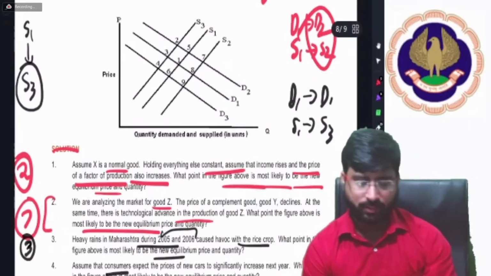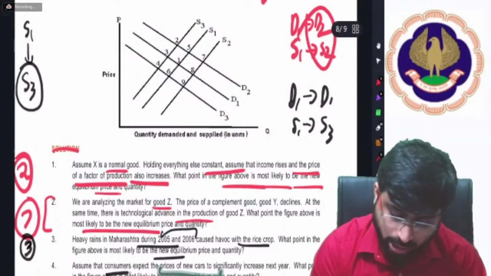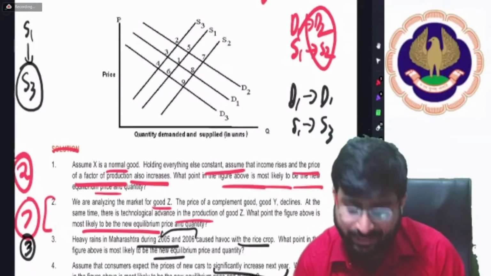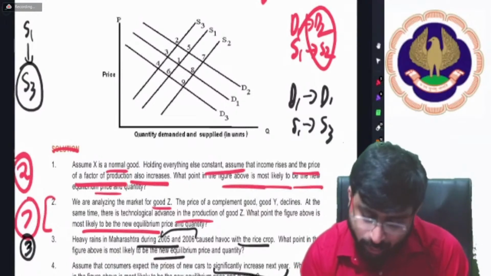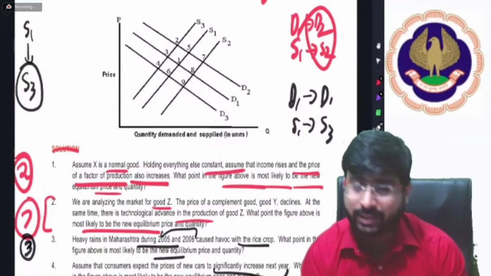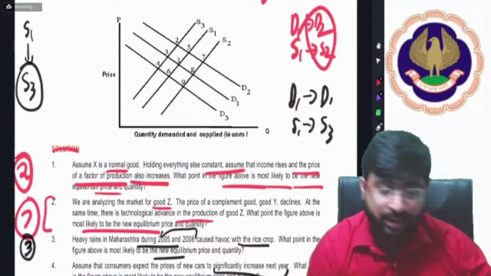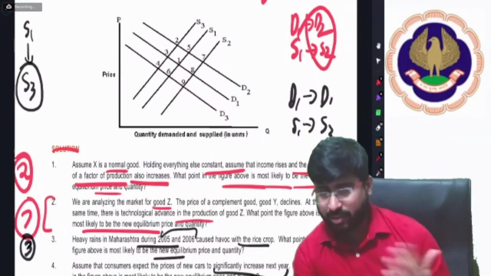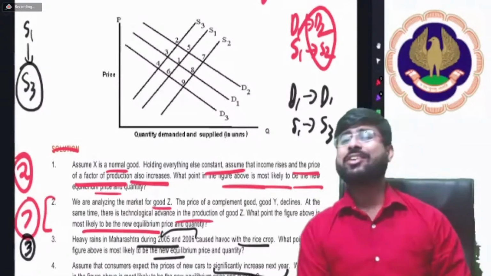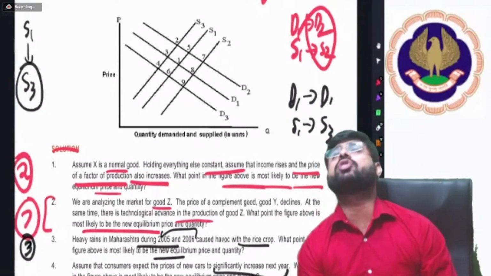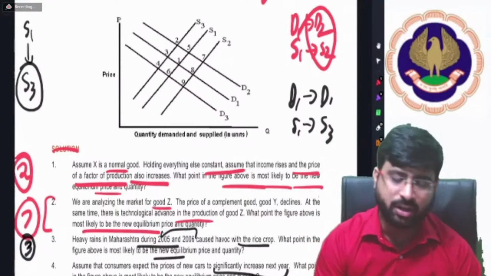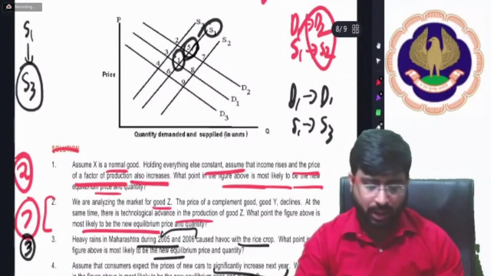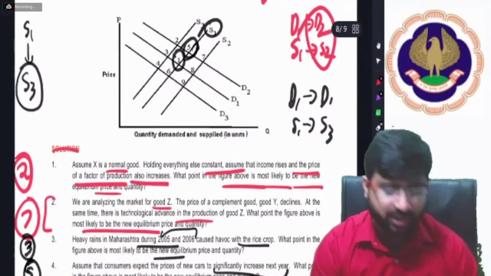Assume that consumers expect the prices of new cars to significantly increase next year. So consumers are expecting a rise in prices. What point would most likely be affected? Now see, if the consumers are expecting the price of new cars to rise, what will they do? They will start purchasing more today. We studied that if in future you expect price to rise, current quantity demanded will rise. So from 1 you will shift to 5 because supply curve S1 is going to be the same. And so the answer to this one will be point number 5.